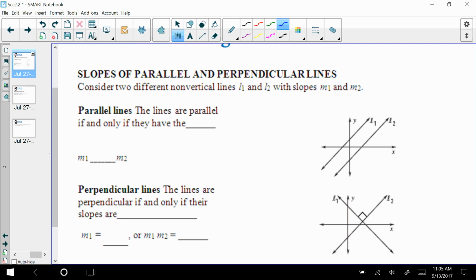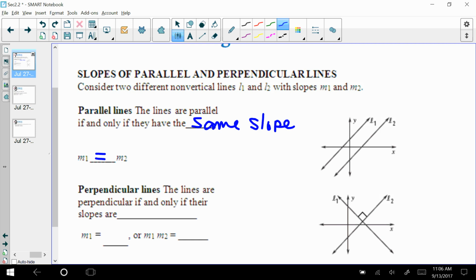In this next section, finding slopes of parallel and perpendicular lines. So parallel lines are, again, lines in the same plane that never intersect. So the lines are parallel if and only if they have the same slope. If they're in the same plane and they don't have the same slope, at some point, they will intersect. So the slope of line 1 has to equal the slope of line 2.